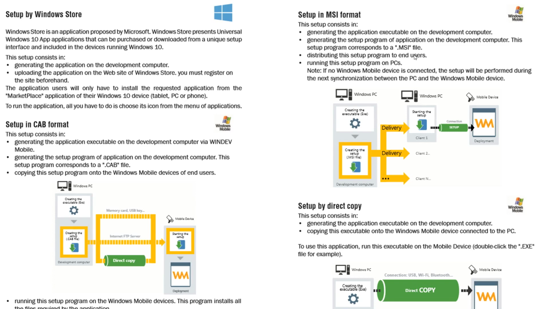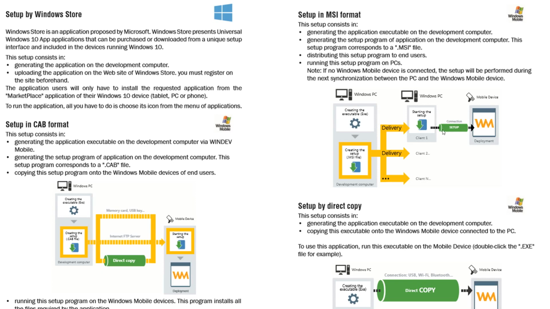Now this setup program is run on the PC by the end user. If no Windows mobile device is connected, setup will be performed during the next synchronization between the PC and the Windows mobile device. You can see, first of all it goes from the PC into this .cap file. From the computer it goes to the mobile device. It goes from the Windows PC to the Windows delivery. Here you see client 1, client 2, client 3. So starting the setup on the Windows PC, and again here it will connect to the mobile device.